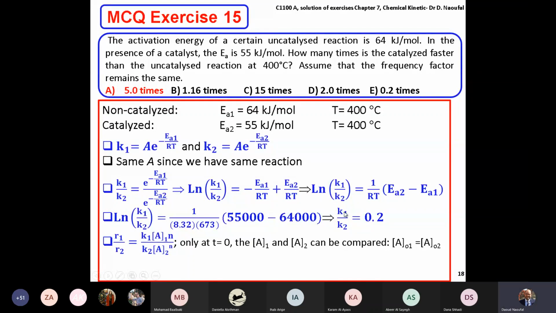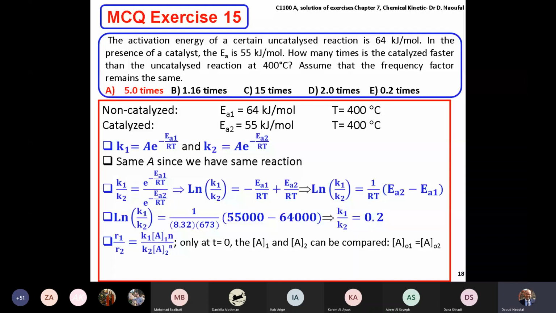Till now, the non-catalyzed has a rate constant K1 less than the rate constant of the catalyzed, K2, and K1 divided by K2 equals 0.2, or K2 of the catalyzed reaction is 5 times greater than K1.